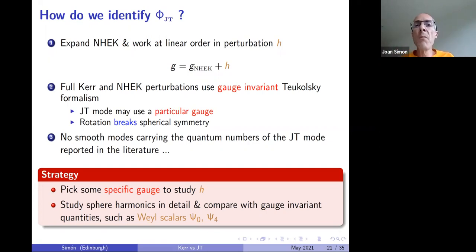Now, the JT mode that you may want to identify, or the JT mode equations that I wrote down before, from the perspective of full Kerr, they may have been written in a particular gauge. And I want to mention this at the beginning because this will be the case. So if you don't get the JT mode on your nose, it may be just a matter of a gauge. And so we don't need to despair, but we need to keep this in mind. And of course, we need to deal with the fact that the spherical symmetry is broken. Now, before we started this project, I think that everyone would have told us, yes, the answer has to be that there is a JT mode here.